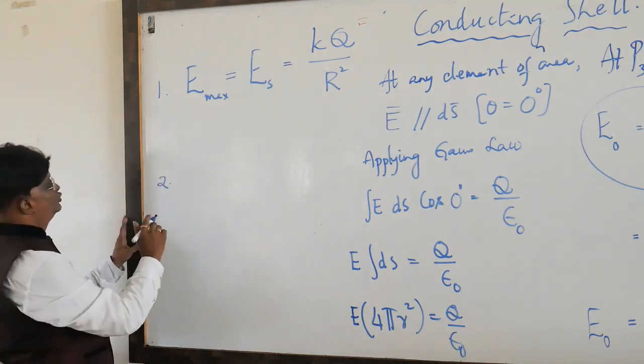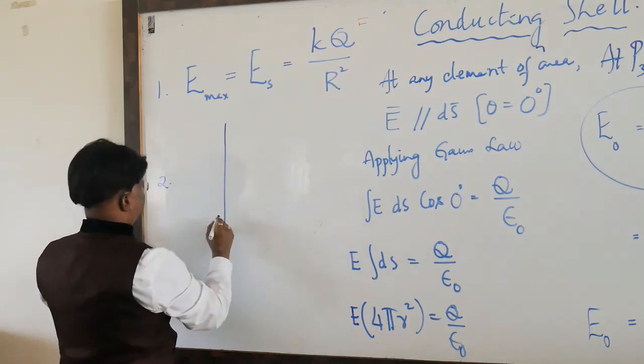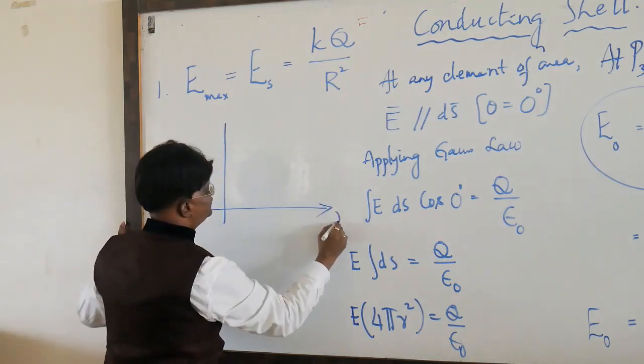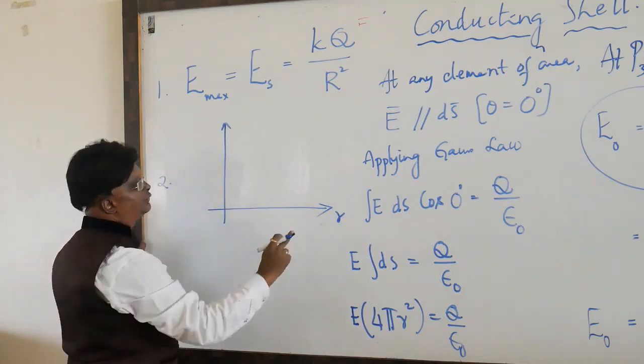This is where I am showing you one such graph. Suppose this is the graph I have taken. Alright, this is small r, this is small r. What is small r?